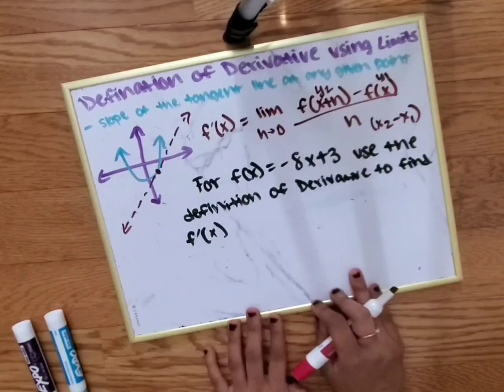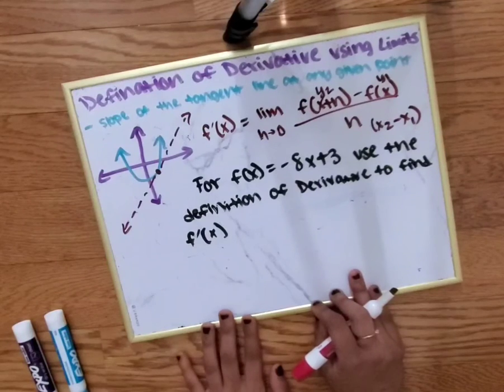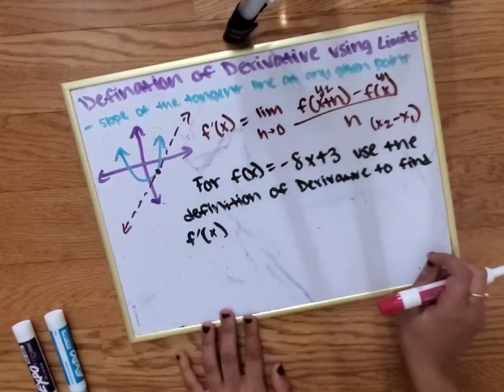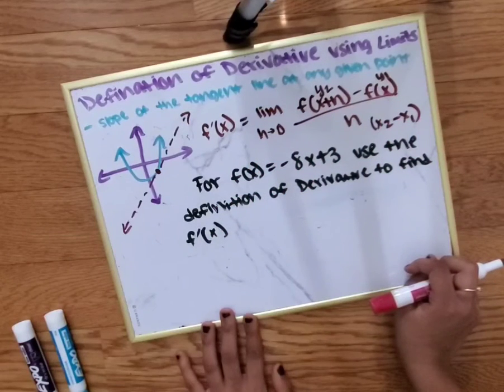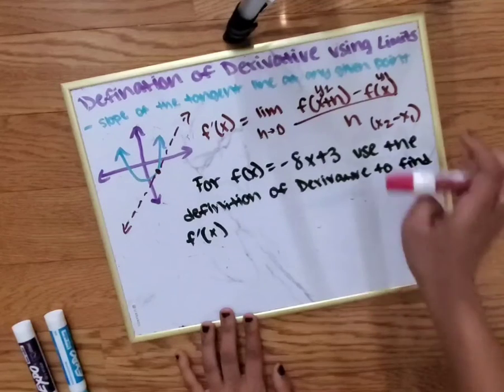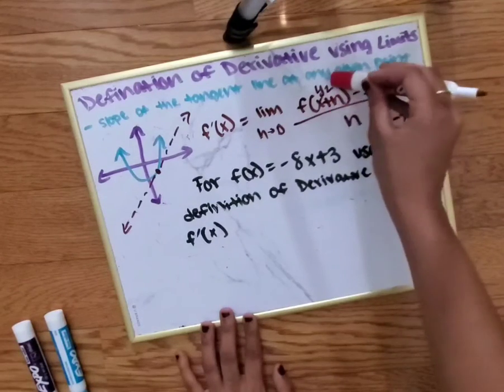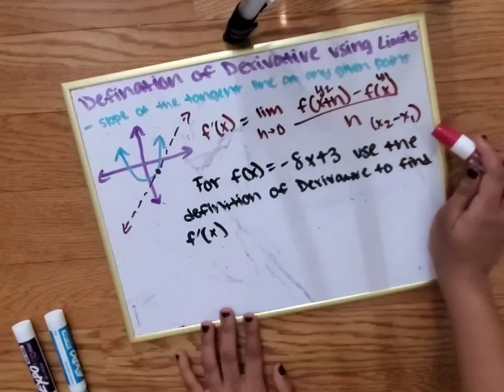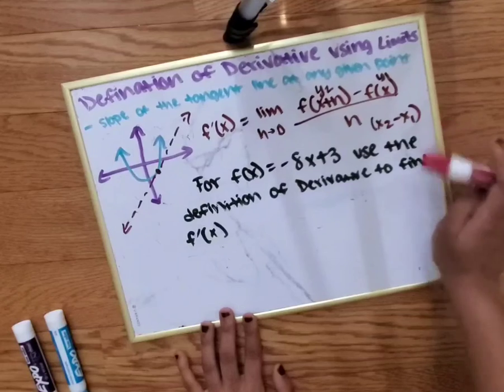So we are given the equation: f prime of x, which is basically talking about the derivative, is equivalent to the limit as h approaches 0 of f of x plus h minus f of x, divided by h. And you're like, how does that relate back to slope? Well, this f of x plus h right here is basically your y2, and your f of x is your y1, and your h is your x2 minus x1.